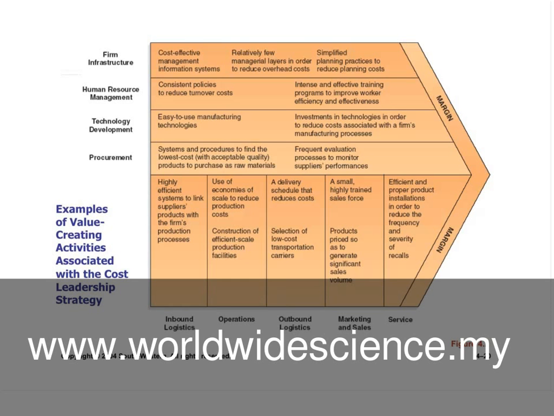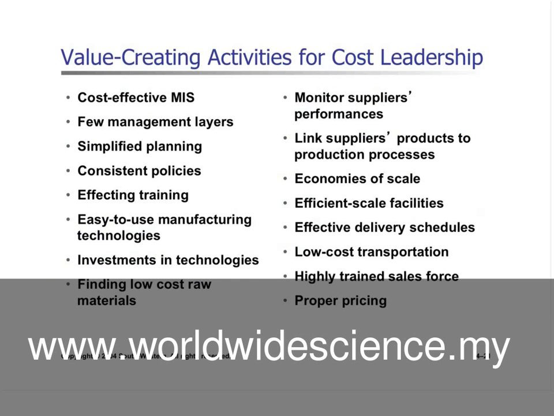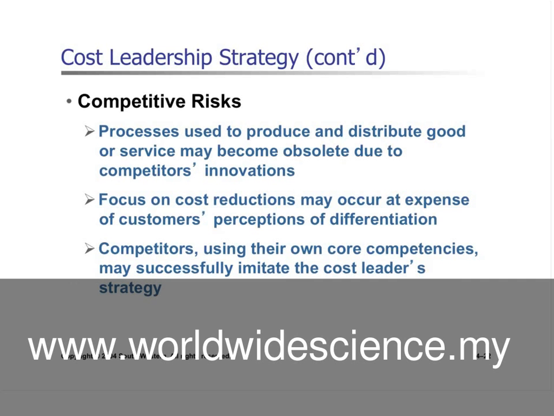So it's just listing them down for what we talked on the chart. It's just a detailed list. So cost leadership strategy, just to continue. Competitive risk. Processes used to produce and distribute goods and services may become obsolete due to competitors' innovation. So you need to understand that we are in a turbulent environment, so it's moving all the time. Basically what's going on is that your rivals or competitors are innovating all the time. They're getting better all the time. So what you need to do is understand that some of your strategies or processes might become obsolete and out of date, and you have to change them accordingly. Otherwise, you'll lose out to your competitors.